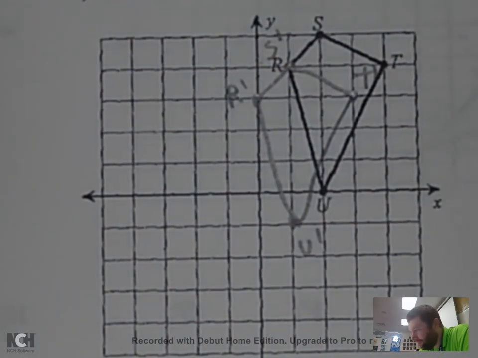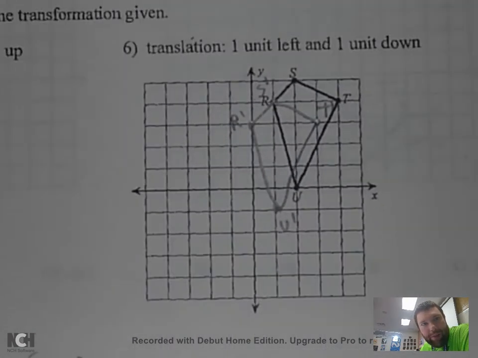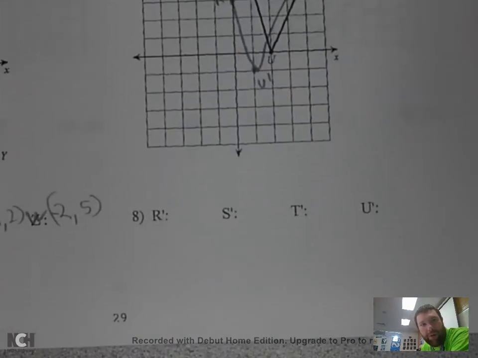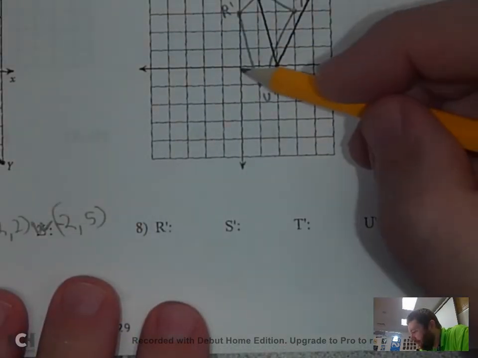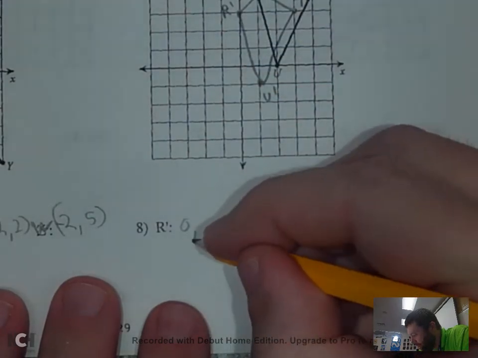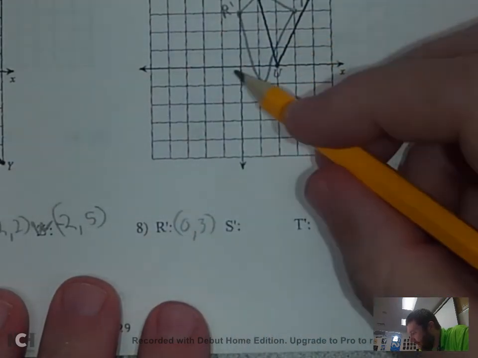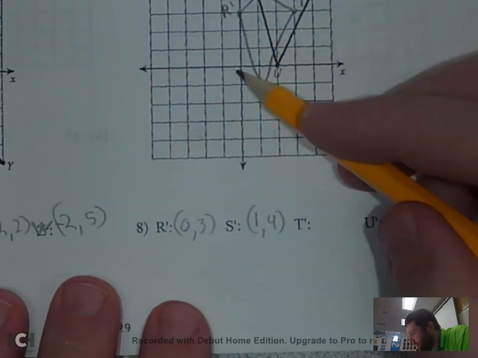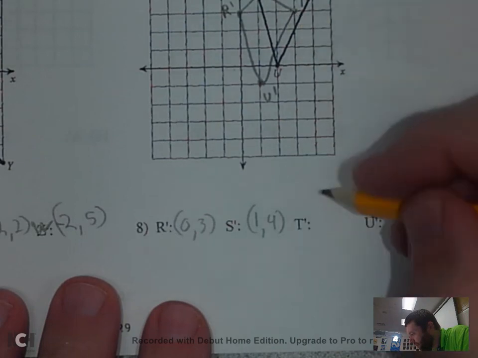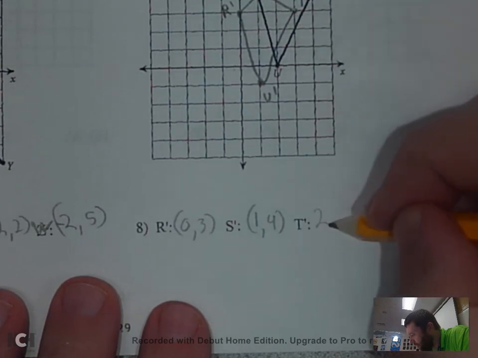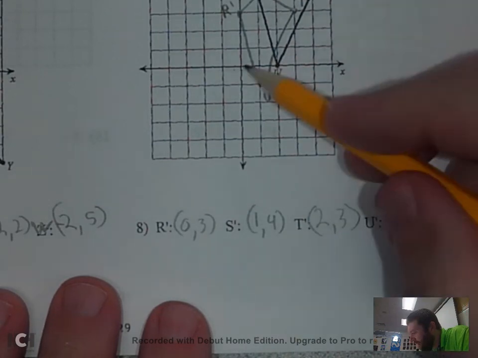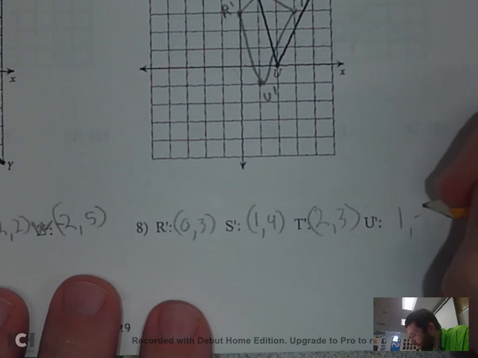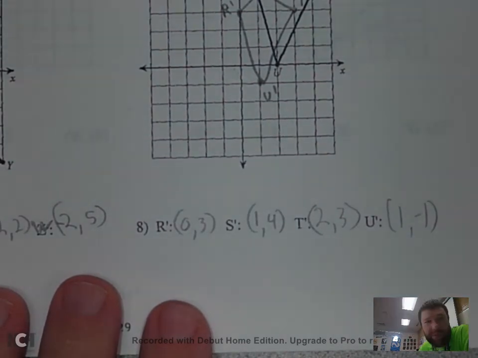That's all you're doing. Then, I'm going to zoom out here again, because we're just looking at ordered pairs now, because that's going to be our answers. So R prime is at 0, 3. S prime is at 1, 4. T prime is at 2, 3. And then U prime is at 1, negative 1. And that'd be your answers.